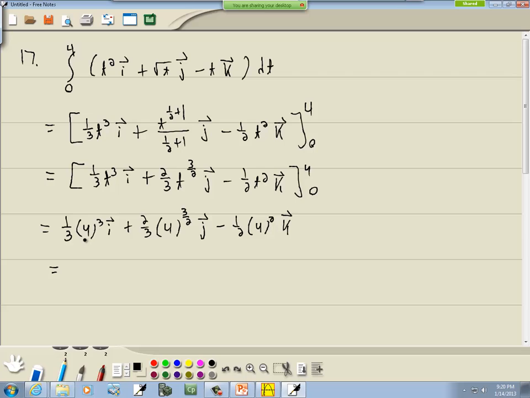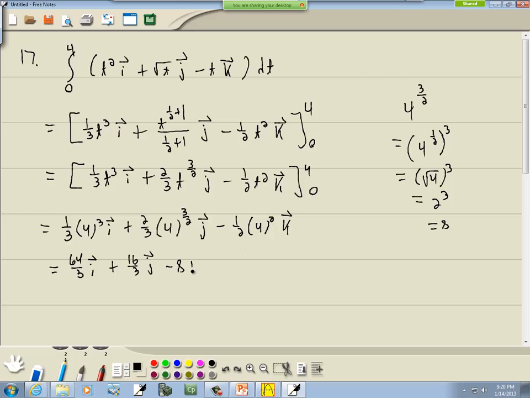16 times 4 is 64, so we got 64/3 i. Now 4 to the 3/2 power. If you remember this from intermediate algebra, you can rewrite this as 4 to the 1/2 to the third power. 4 to the 1/2 is the square root of 4, so that gives us 2 to the third, which is 8. So this is 8 times 2, which gives us 16/3 j. And 4 squared is 16, divided by 2 is 8, so we got minus 8k.